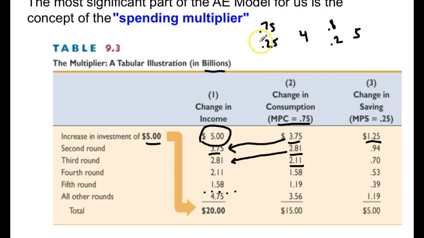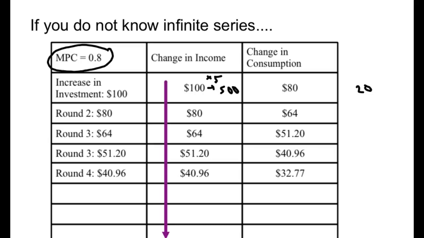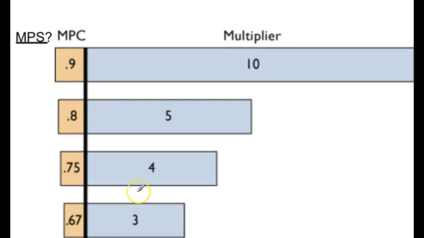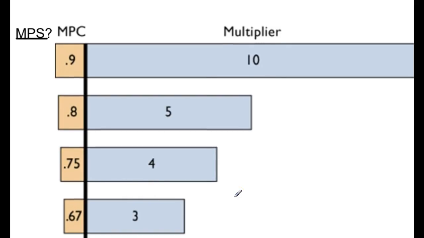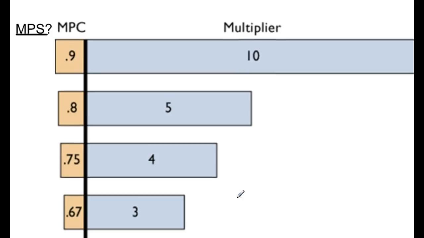If you look at this, you'll notice that in both cases, it's 1 divided by the MPS that gives us the multiplier, right? 1 over 0.25 gives us 4, 1 over 0.2 gives us 5, and that's always going to be the formula for our multipliers. 1 over the MPS, or 1 over 1 minus the MPC, will be the formula for the multiplier. So pause the video for a minute and see if you can figure out the MPS in each of these situations. The MPS here is 0.1, 0.2, 0.25, 0.33, and notice each time, right?